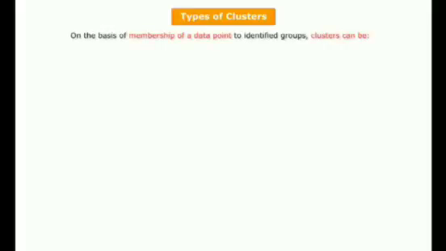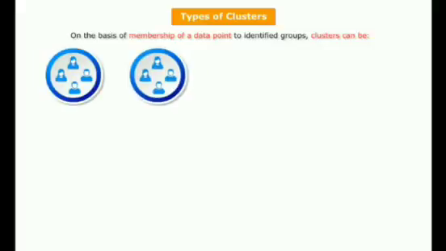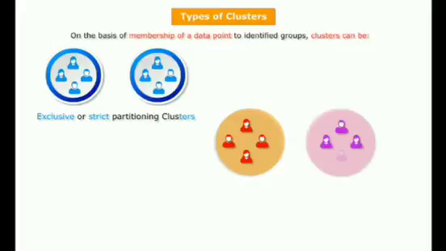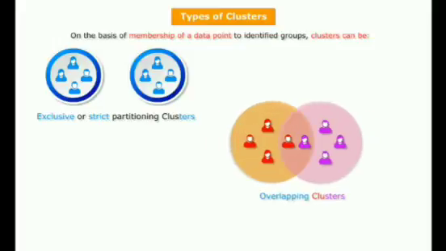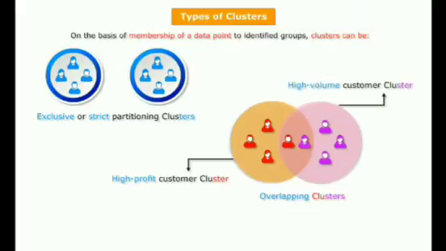Before you learn about the different ways to implement clustering, you should be able to define the different types of clusters. On the basis of membership of a data point to identified groups, clusters can be exclusive or strict partitioning clusters. Each data object belongs to one exclusive cluster. This is the most common type of cluster. Overlapping clusters. The cluster groups are not exclusive, and each data object may belong to more than one cluster. These are also known as multi-view clusters. For example, customers of a company can be grouped in a high-profit customer cluster and high-volume customer cluster at the same time.